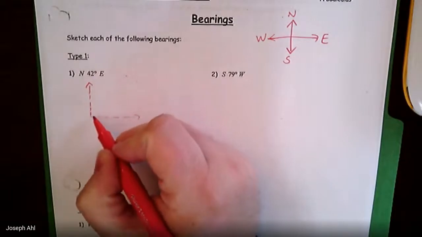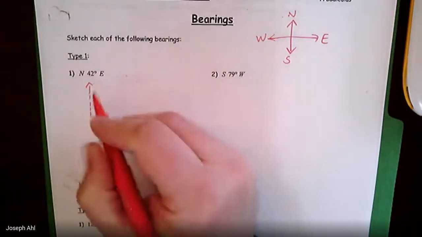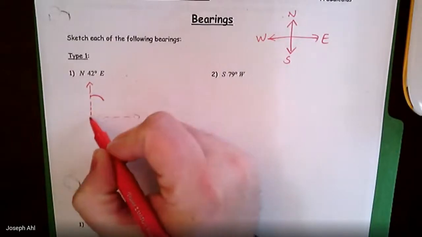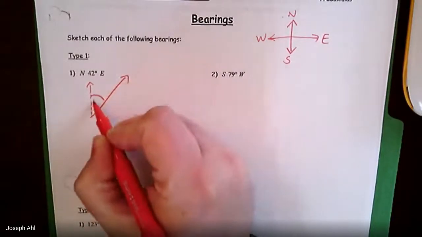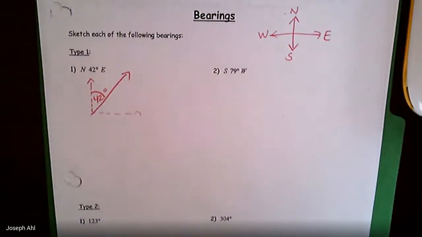And north 42 degrees east, well, halfway to due east would be 45 degrees, right? So it might look something like this. An angle of north 42 degrees east might look something like that. All right, so that's how I'd sketch that first bearing.